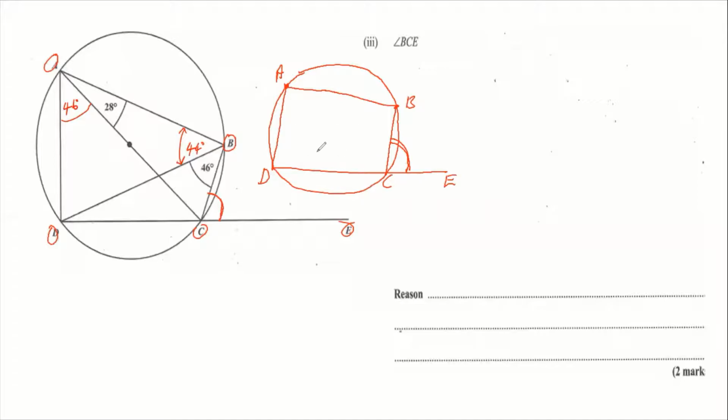And what do we know about a cyclic quadrilateral? The opposite angles sum to give 180. So what is the angle here at A? What measure is this angle? That's just 28 plus 46. So this angle at A here is equal to 28 plus 46.